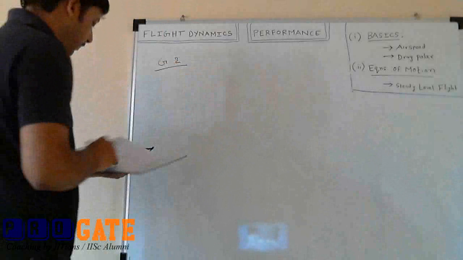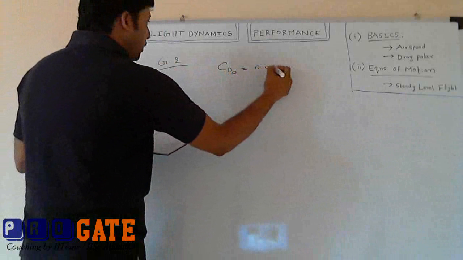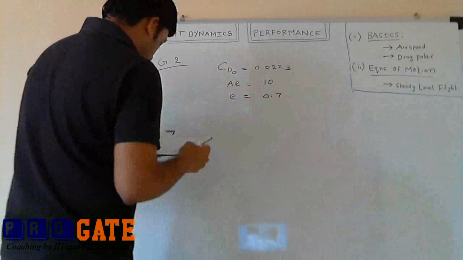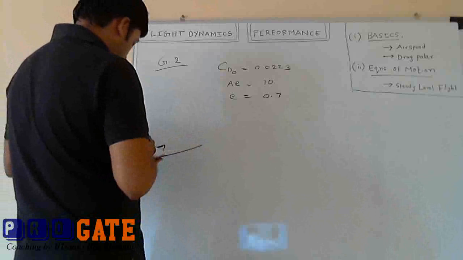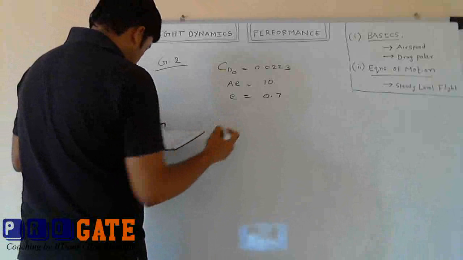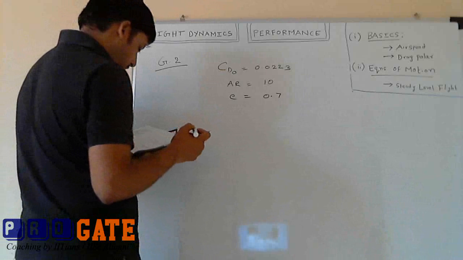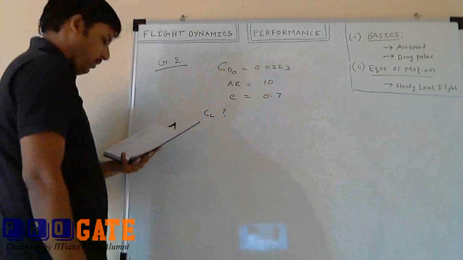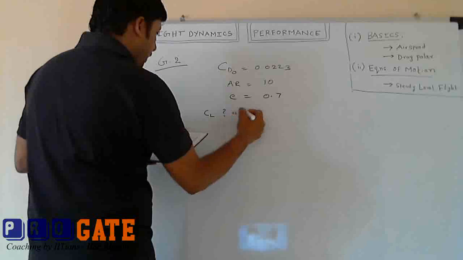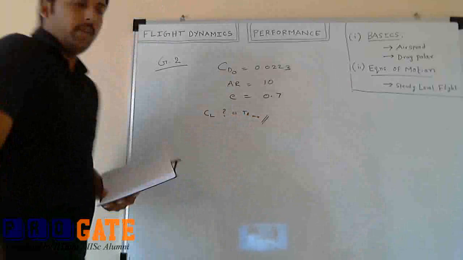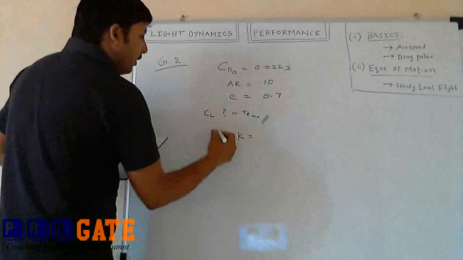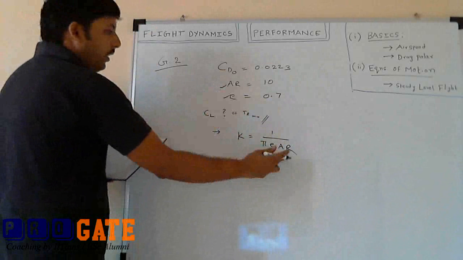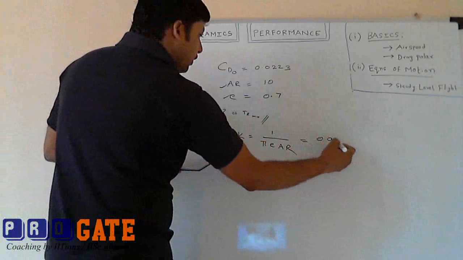The next question: they have given this data, CD naught is 0.0223, aspect ratio is 10, Oswald efficiency factor is 0.7. We need to obtain CL. Now we can find from the relation: K is 1 by pi E AR. So we know AR, we know E. Substituting that, we get K as 0.0455.